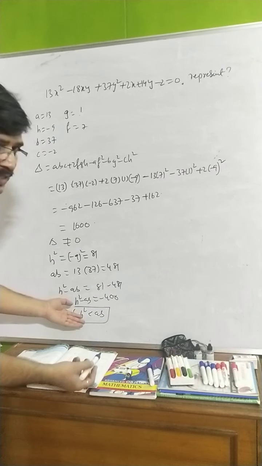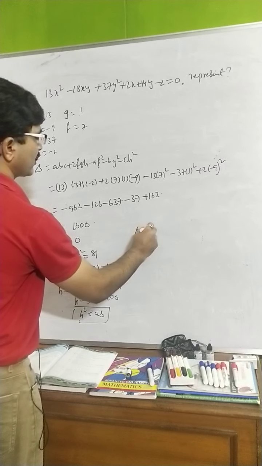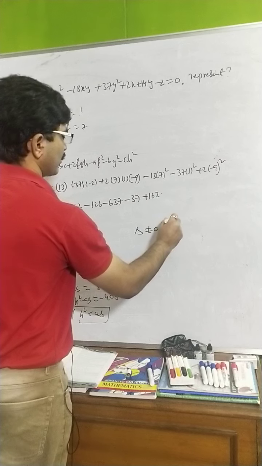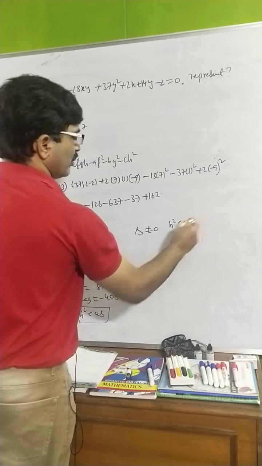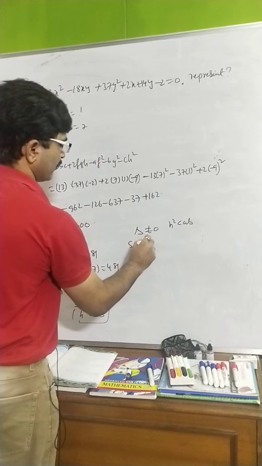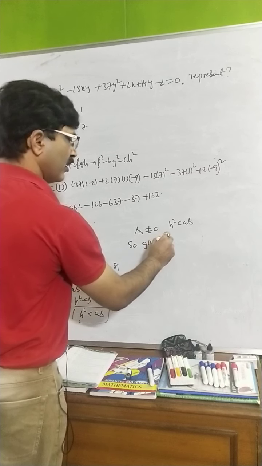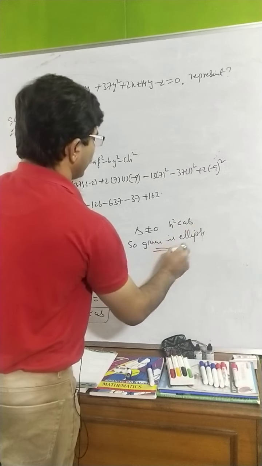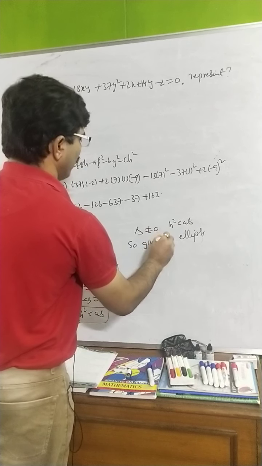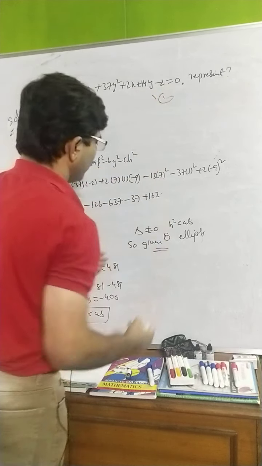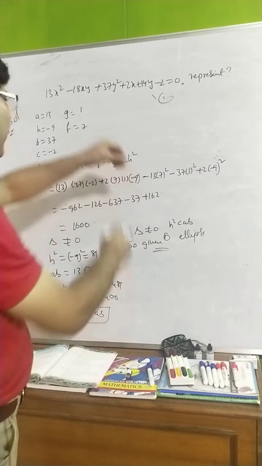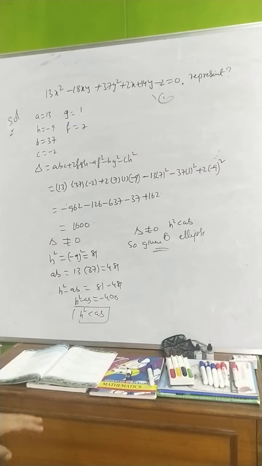So we got this condition: delta not equal to 0 and also h square is less than AB. So the given one is an ellipse. Given equation, or given one, whatever you want, you can say. The given one represents what? Ellipse. Like this we are going to find. Whatever the equation given, we are going to find like this.